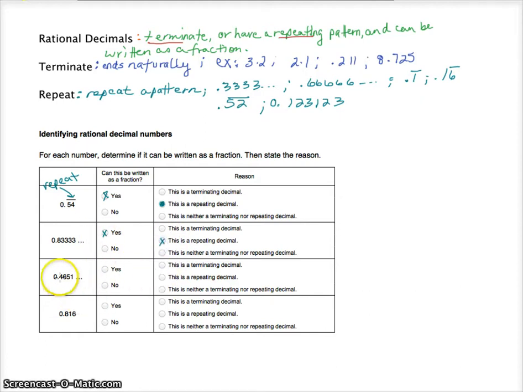Here we have 0.4561, just so on and so forth. We don't know what the rest of them are, and there's no repeating pattern. So no, this is neither a terminating nor a repeating decimal. And then lastly, we have 0.86, and see how it naturally terminates. There's nothing else here. That is a terminating decimal, and it can be written as a fraction. So I need for you to go ahead and go through the example right underneath of this on your own, please.